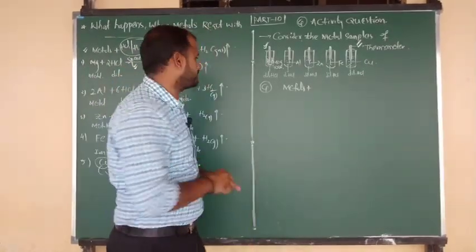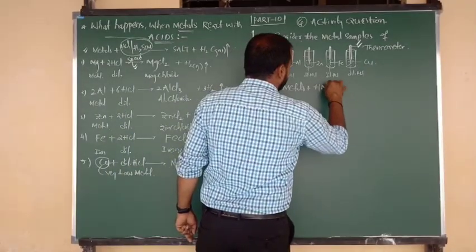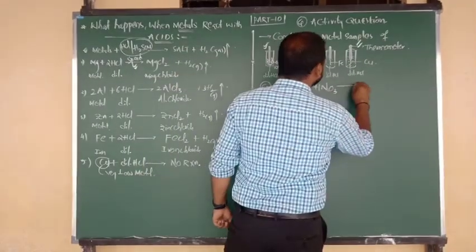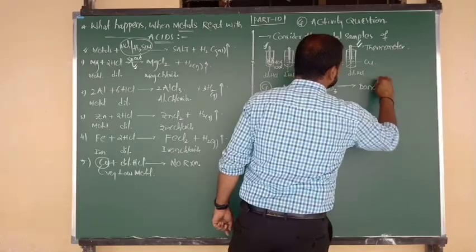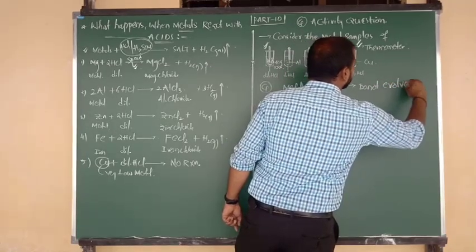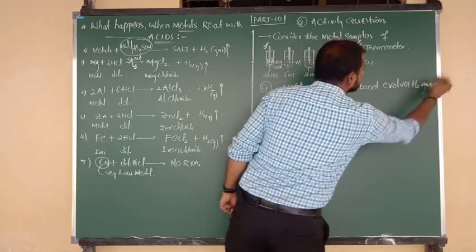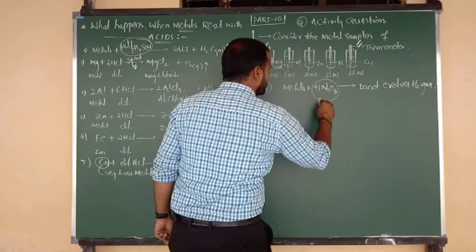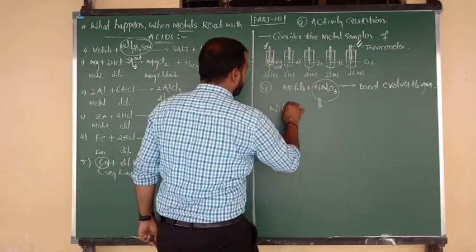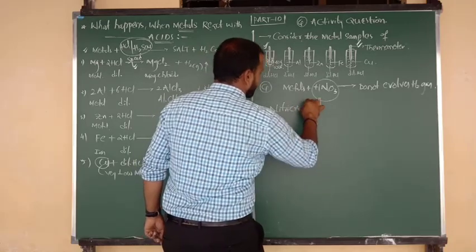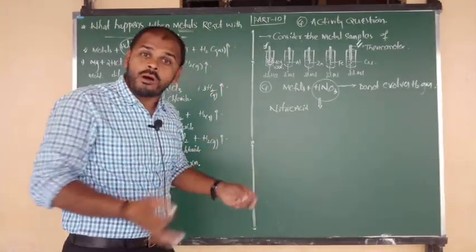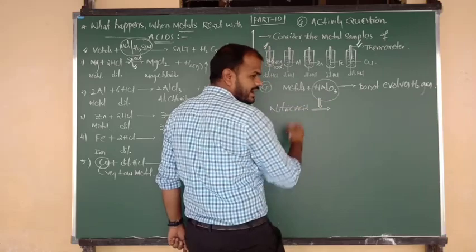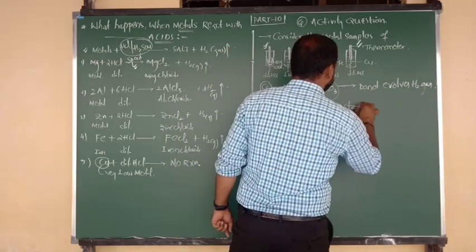The reason is why? Metals on reaction with nitric acid, what is the formula of nitric acid? HNO3, nitric acid. Metals on reaction with nitric acid do not evolve H2 gas. The reason is HNO3, nitric acid, is a strong oxidizing agent.